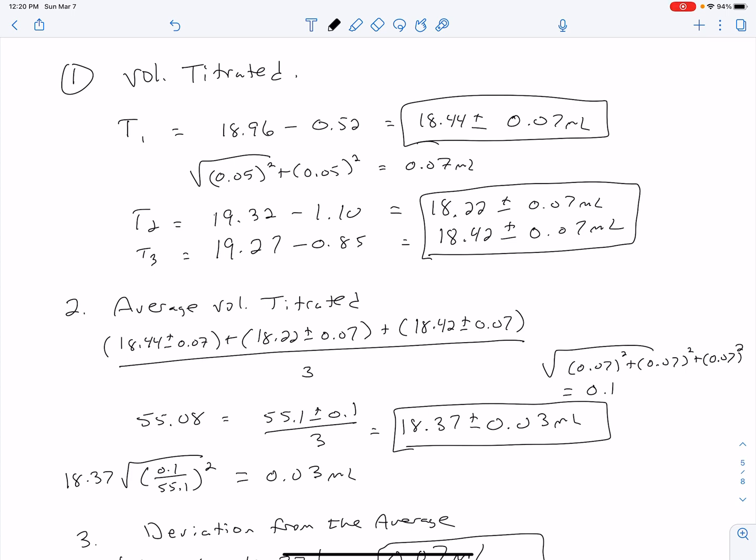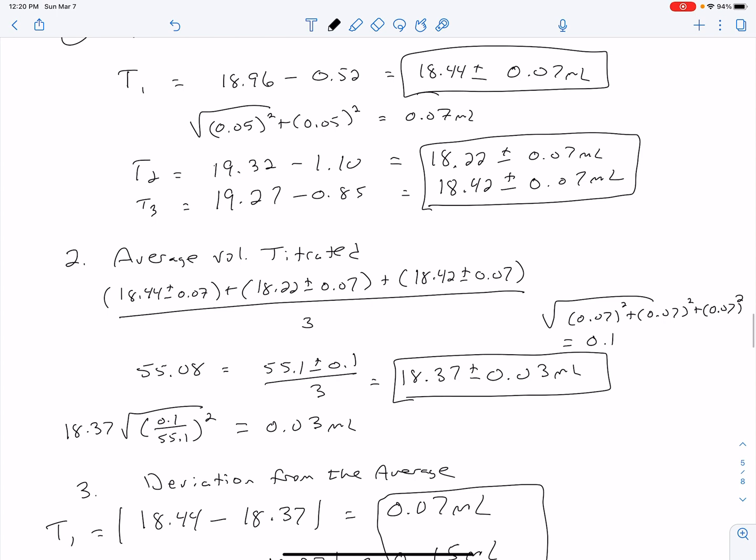I divided that by 3. Now, when you divide by 3, it's not just an addition and subtraction, but a multiplication and division problem. So I took my average, which was 55.1 divided by 3. I got 18.37. And then the square root of 0.1, the uncertainty from the addition, over 55.1 squared, and I got 0.03. And so my average volume titrated came out to be 18.37 plus or minus 0.03 milliliters.